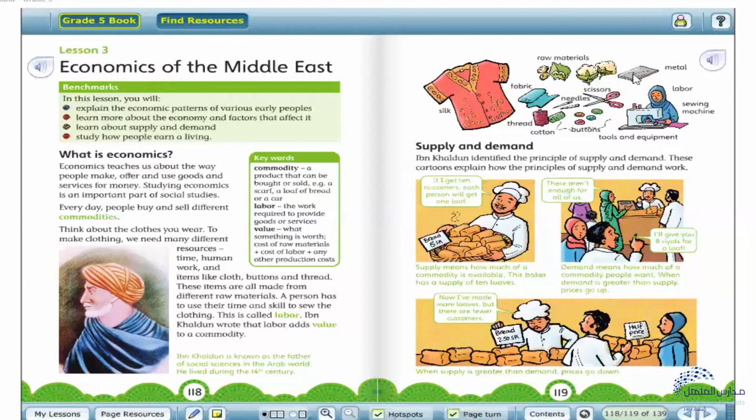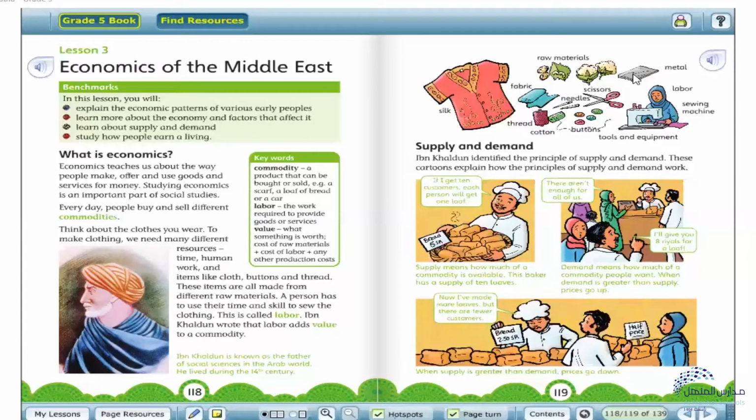These items are all made from different raw materials. As we know, different kinds of clothes that we wear are made from different kinds of materials. Some clothes are cool for summer, other clothes are warm for winter. So they are all made from different materials. A person has to use their time and skill to sew the clothing. This is called labor. So when they make those clothes using the machine and their hand labor and everything, that is called labor. Okay, that is the part of page 118.